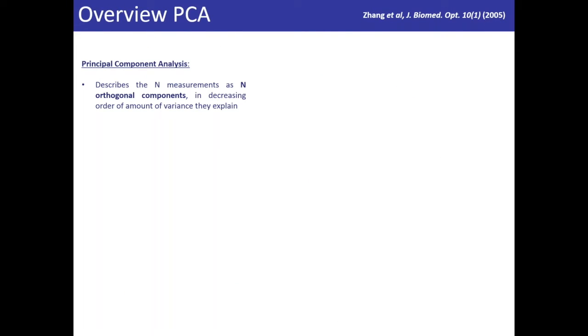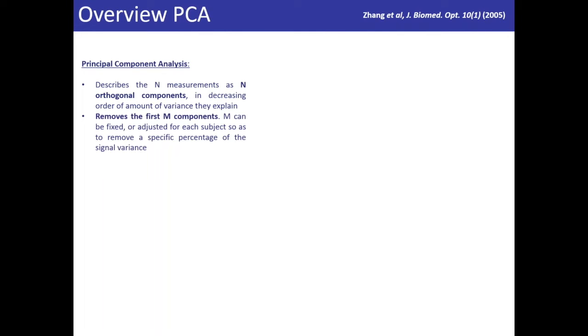Okay, so the next method I want to talk about is principal component analysis. This is introduced by Dr. Zhang. So we have n number of measurements. What PCA does is to first dissect this data into n orthogonal components in descending order of variance. Thus, the first component explains the most variance of the data, and the last, for instance, the least.